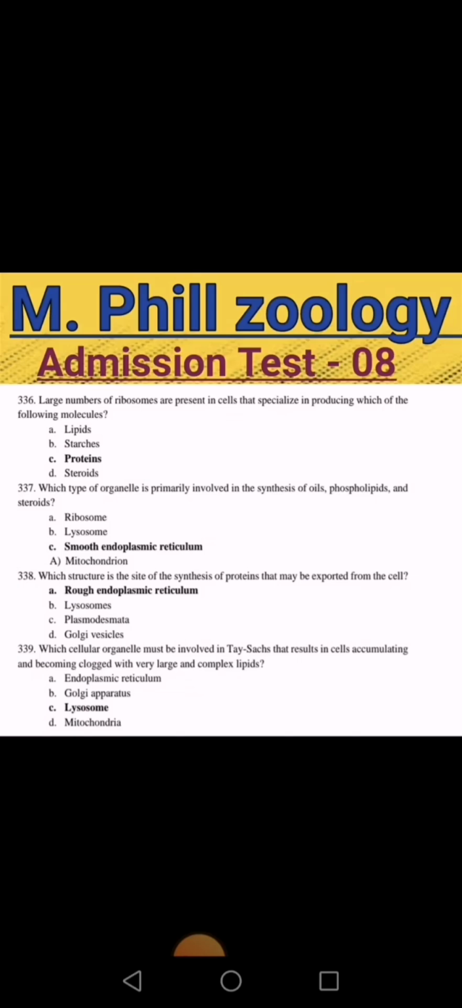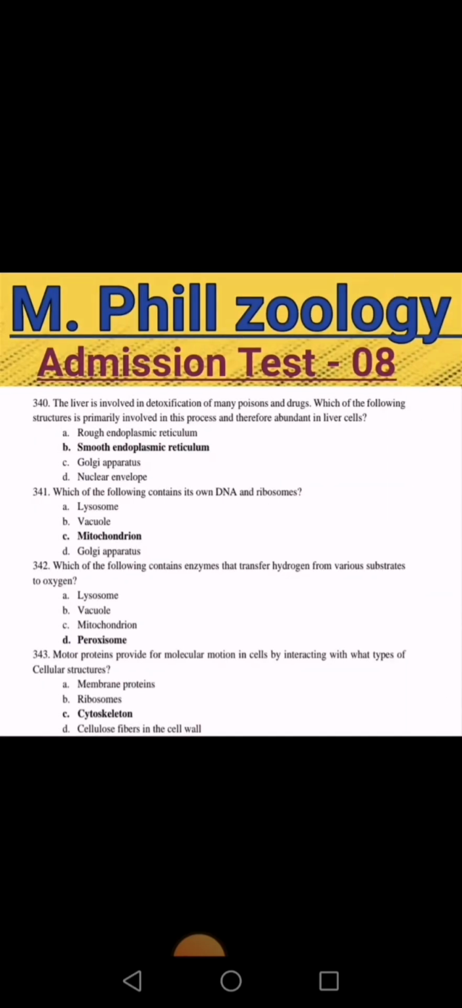Which cellular organelle must be involved in Tay-Sachs that results in cells accumulating and becoming clogged with very large and complex lipids? C. Lysosome option is right one. The liver is involved in detoxification of many poisons and drugs. Which of the following structures is primarily involved in this process and therefore abundant in liver cells? B option is right, smooth endoplasmic reticulum.